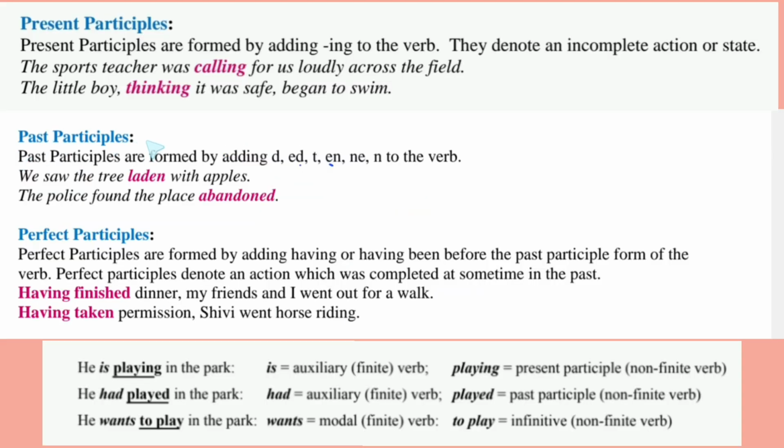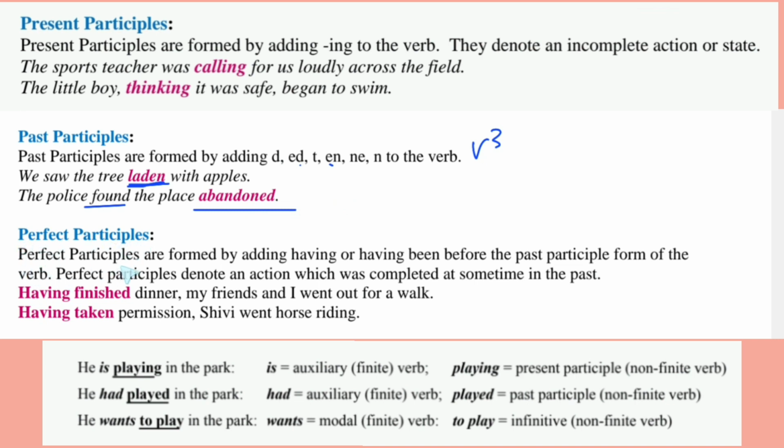Now second is past participle. Past participles are formed by adding d, ed, t, en, n to the verb. So this way we make the third form. We saw the tree laden with apples. Laden is the third form. This is a past participle. The police found the place abandoned. Here found is a finite verb and this abandoned is a non-finite verb.